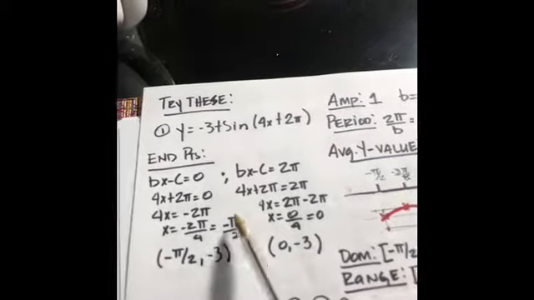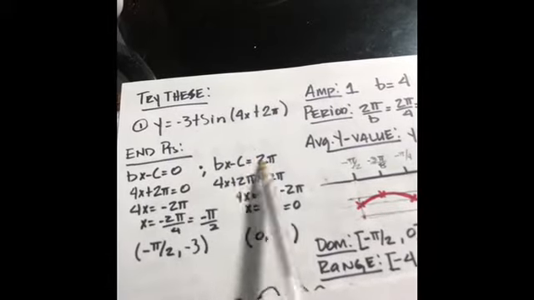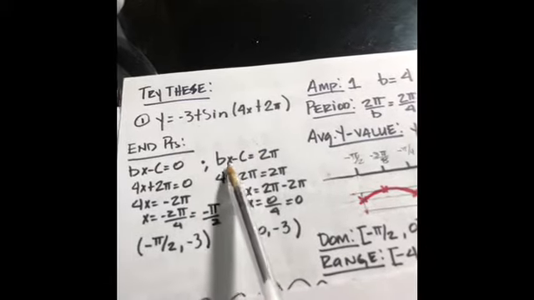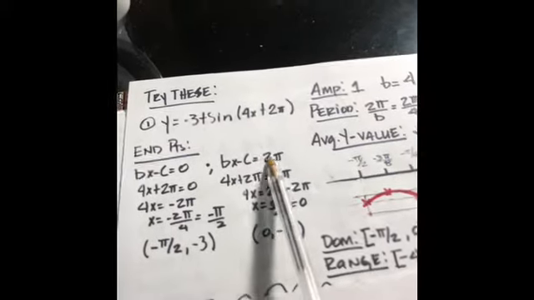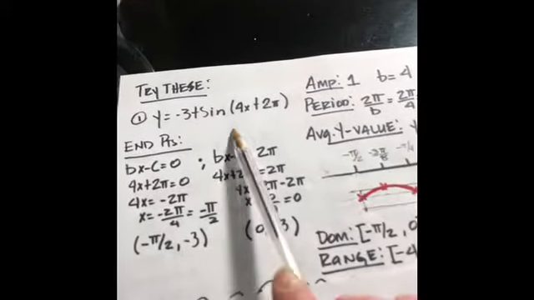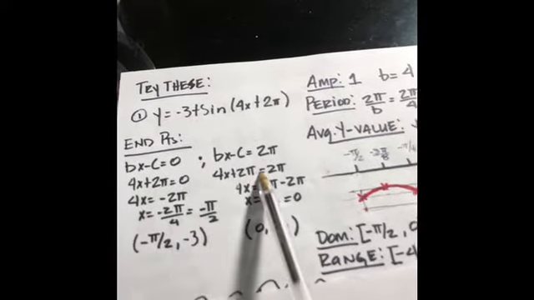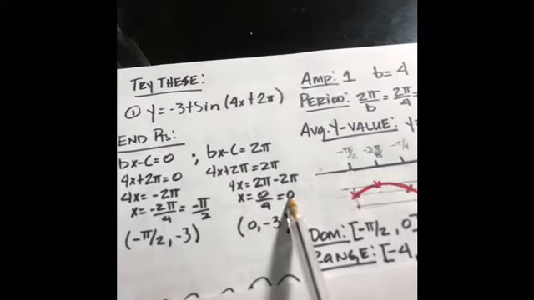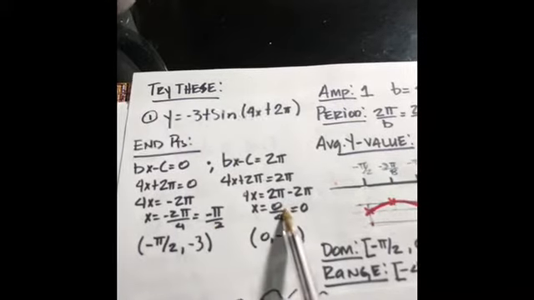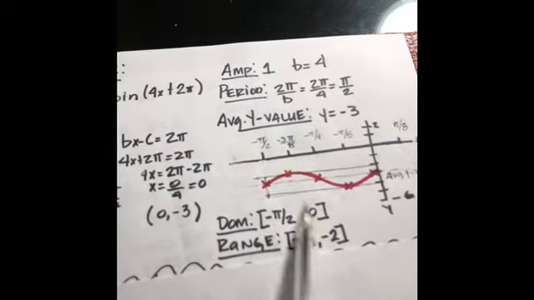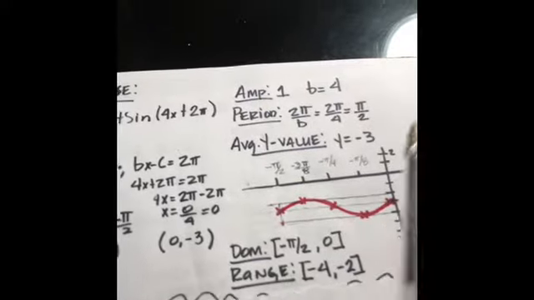Okay, that is my first endpoint. Then I get the second x value of the endpoints. So bx plus c, or minus c, the sign doesn't matter, is equal to 2 pi. Remember that I don't change the signs of these in order to solve it. 4x plus 2 pi is equal to 2 pi, I solve for x, and the other one is 0. So my graph in x is going to be going from -pi over 2 to 0, which is actually my domain. And if you notice, I enclose that area in the graph.